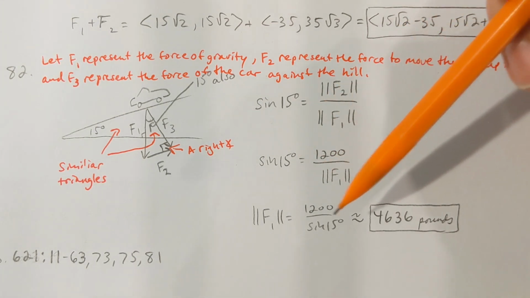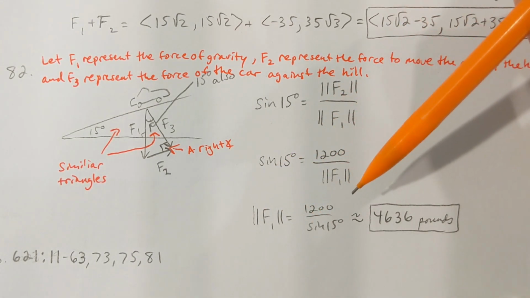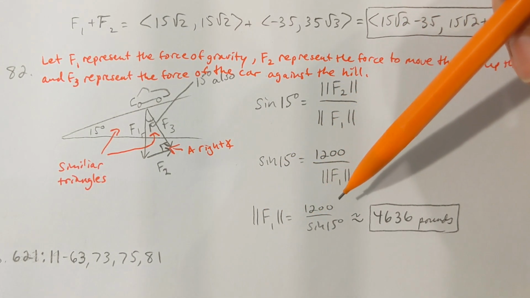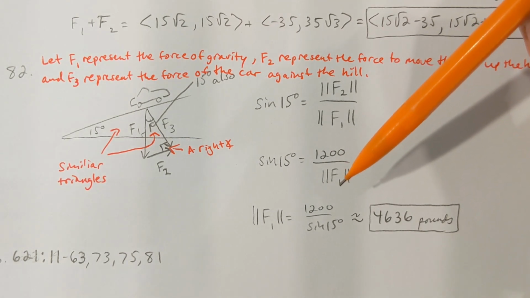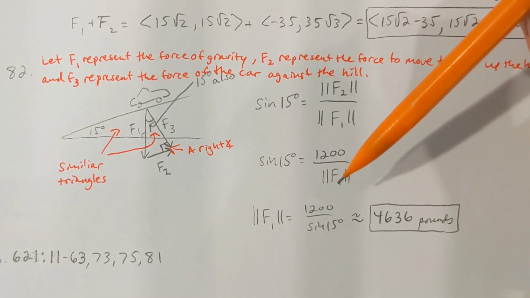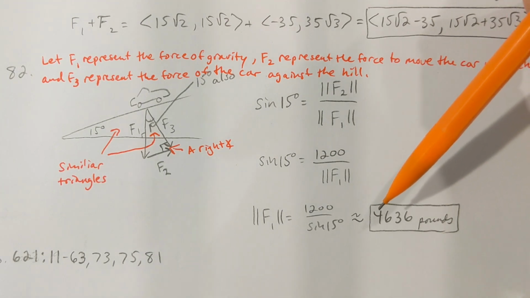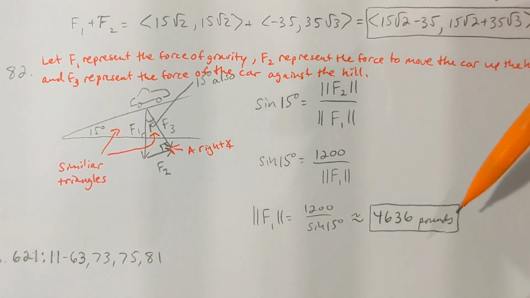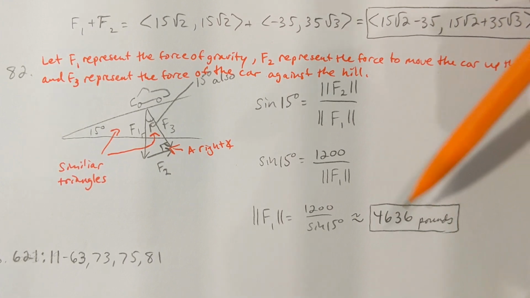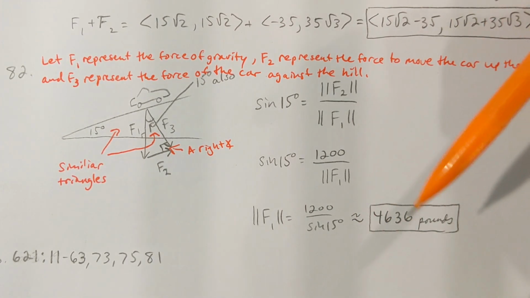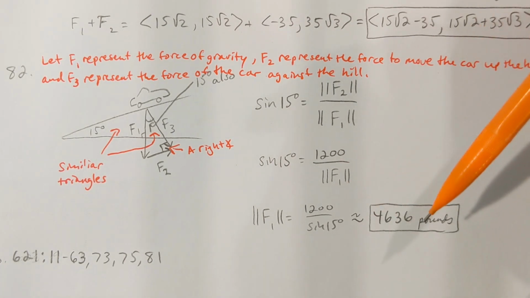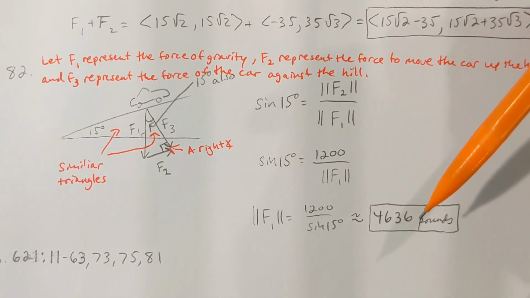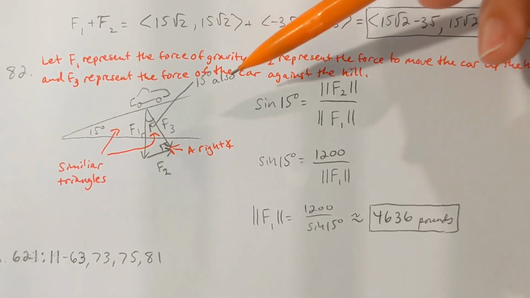If you solve this then for the magnitude of F1, 1,200 pounds divided by sine of 15 degrees, you want to make sure that you're in degree mode with your calculator. I'm getting roughly about 4,636 pounds would be the weight of this car. And you know, that sounds right. That would be a very normal weight of a car. Okay. In fact, it is the right answer, right? But anyway, that would be how this problem goes.